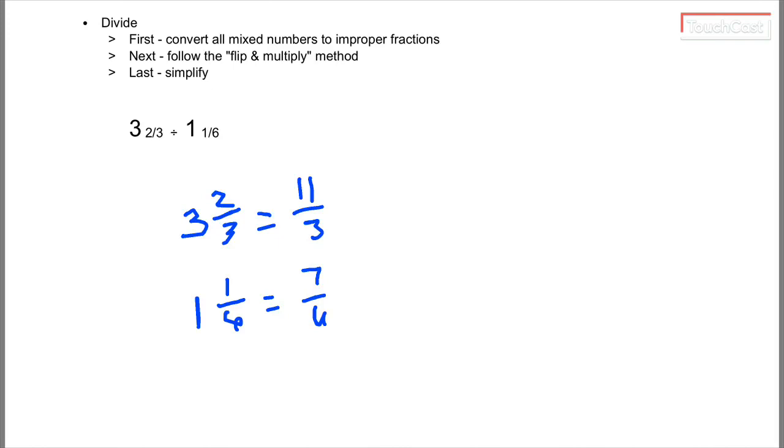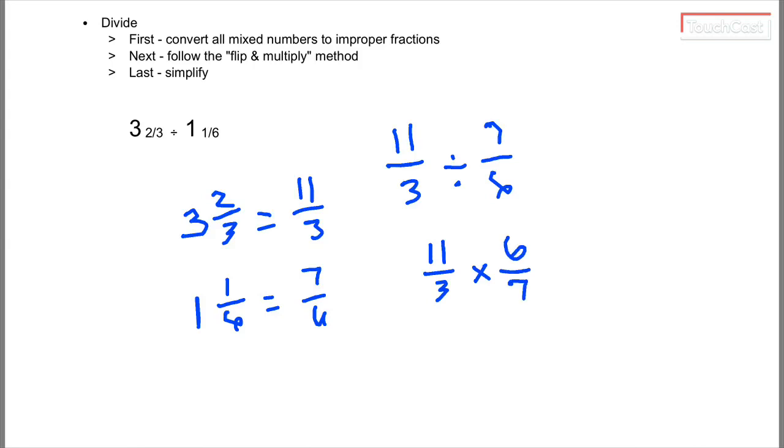Now we have to set up our division problem. 11 over 3 divided by 7 over 6. We're going to flip only the second fraction and multiply, or keep change flip. 11 over 3 times 6 over 7. So we multiply 11 by 6, we get 66. 7 times 3 is 21.